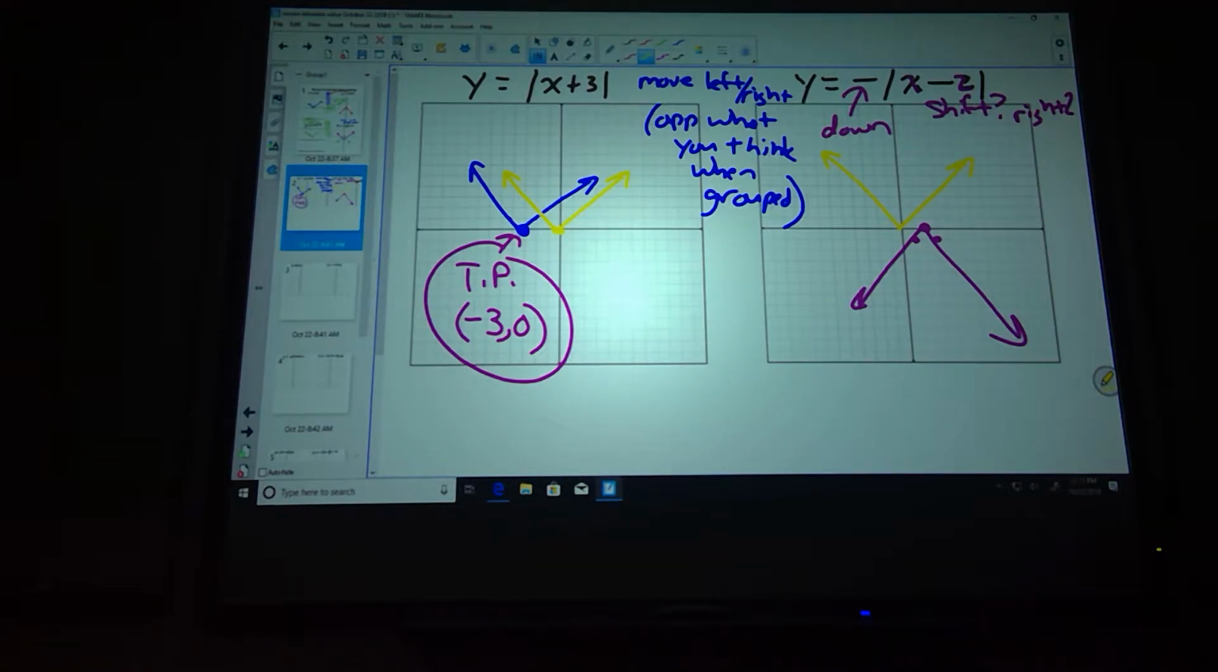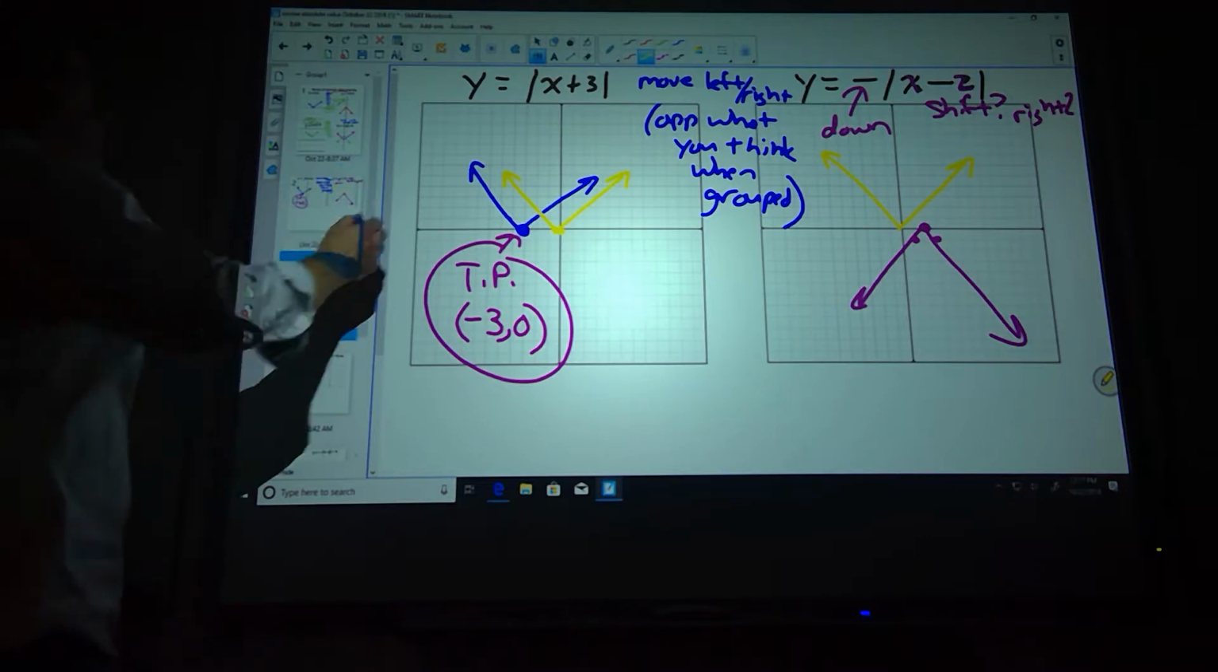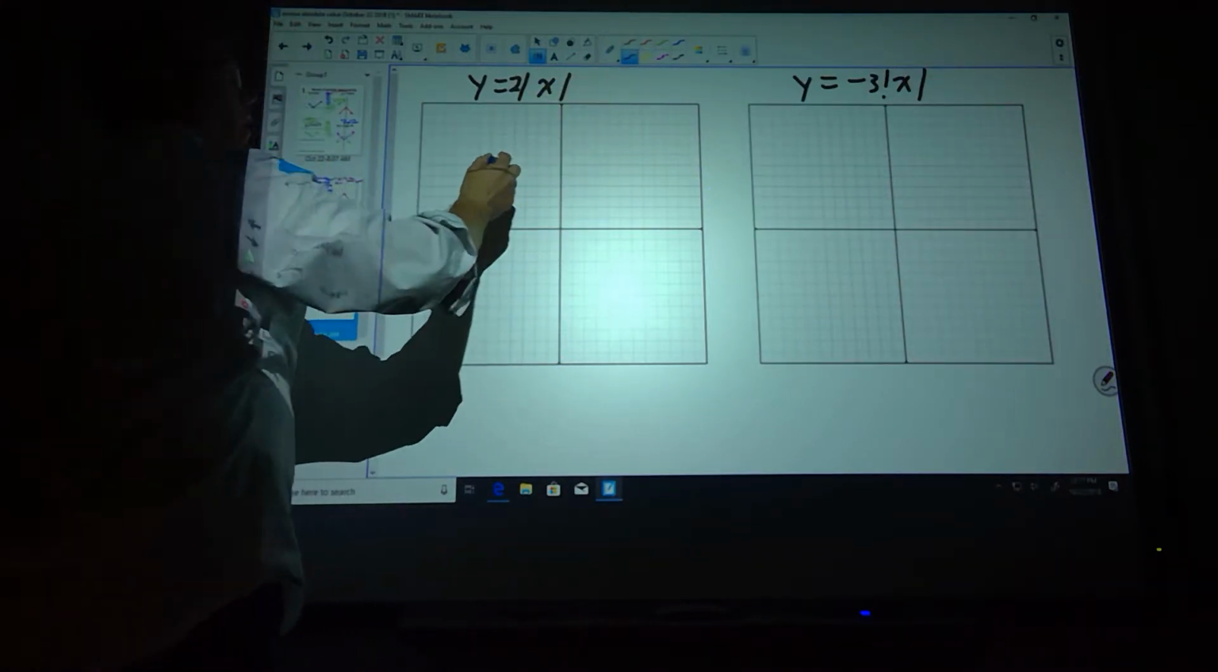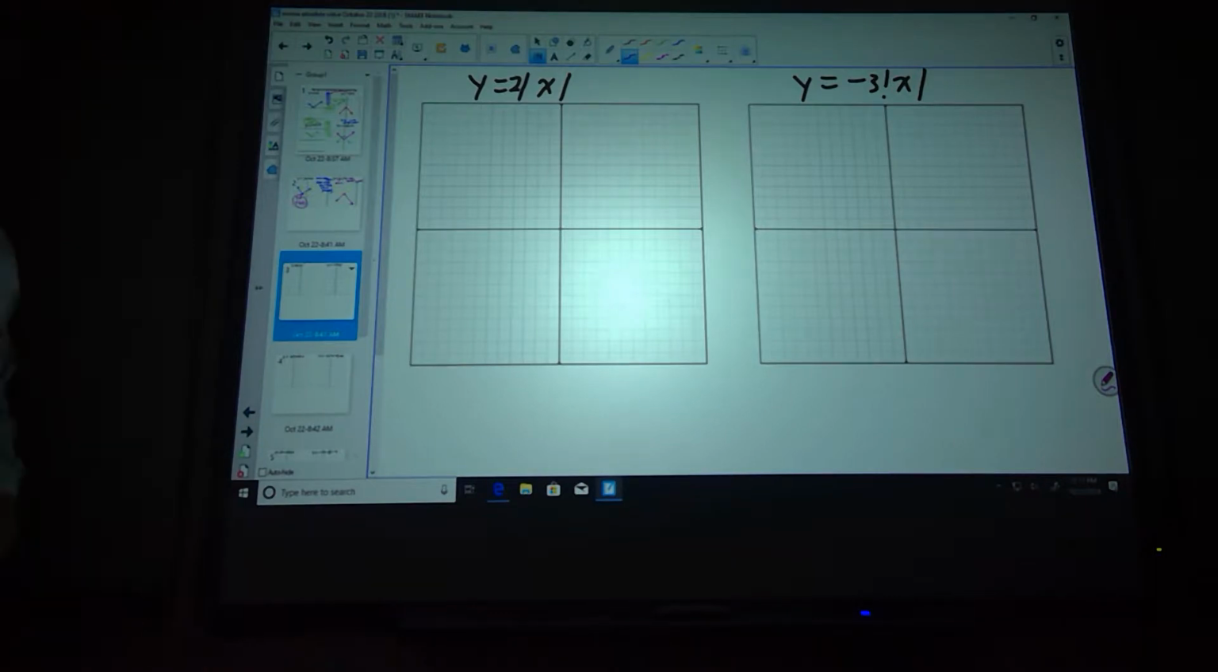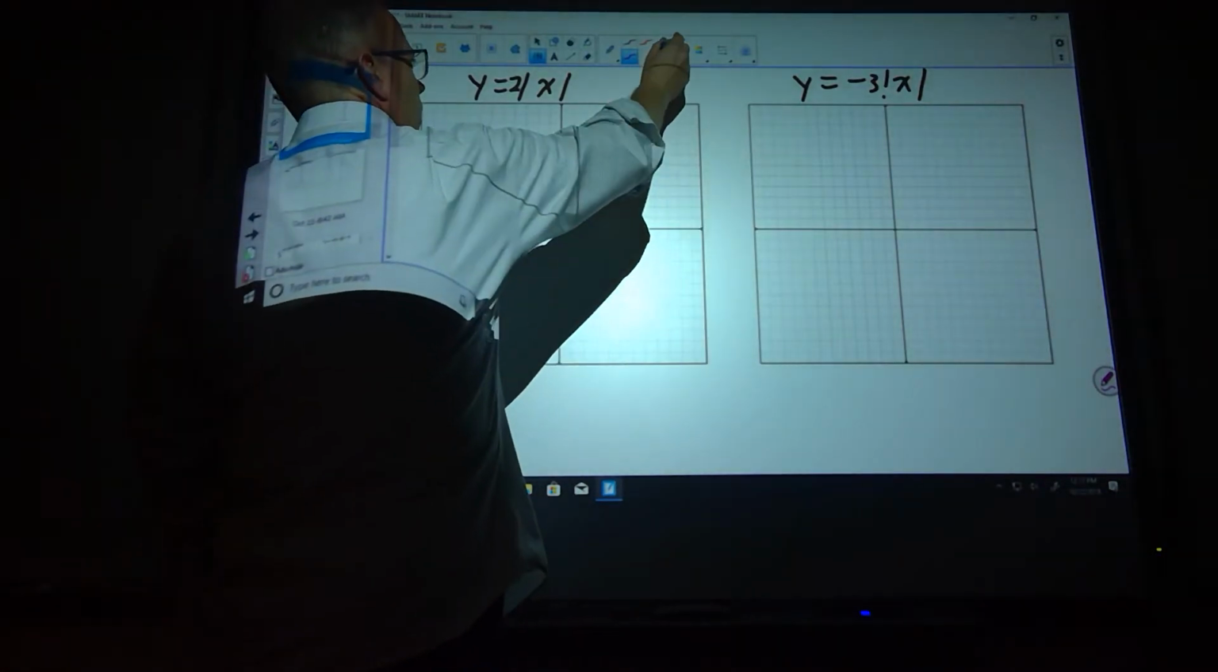May I move on? Do I need to be making a t-table on all these? I don't think so. Okay. I have a 2 out front in this one. So I'm going to graph this one first.